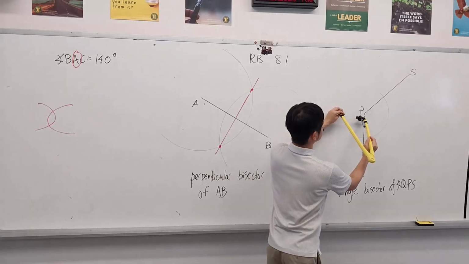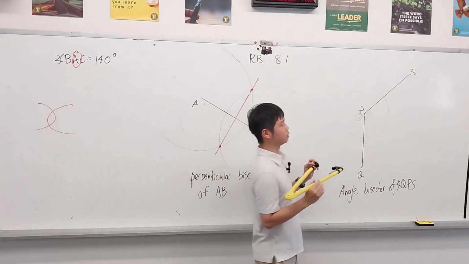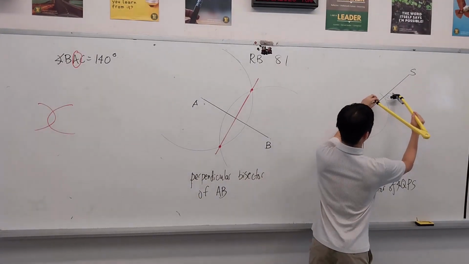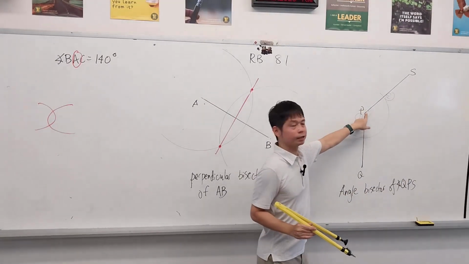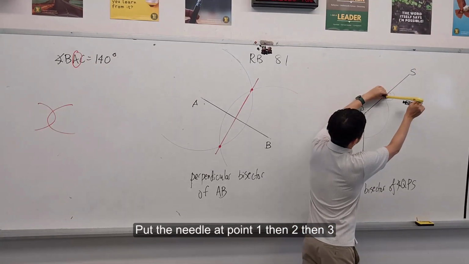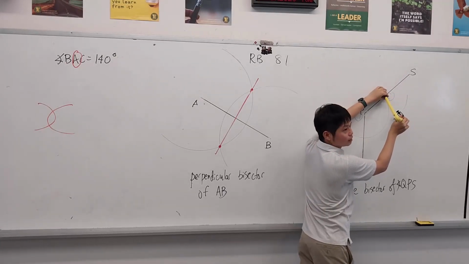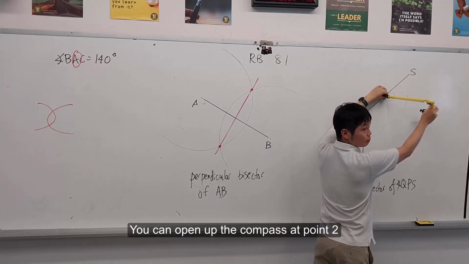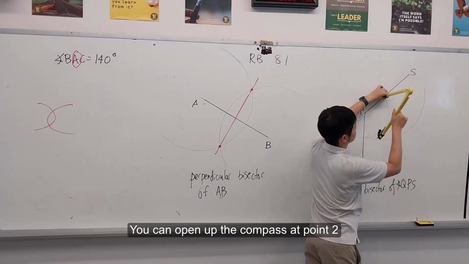Okay, so this is point 1. Where do you think I'll put point 2? This is point 2. Okay, again, this is point 1. Now I have a point 2, right? Can you say 2? Quite ugly. So what you can do now at point 2, you can actually open up your compass a bit. So I draw a point 2 now.